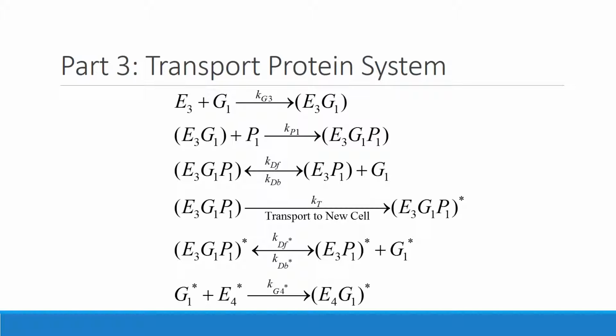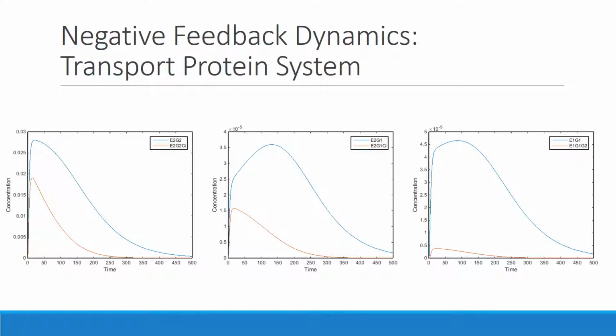Once in the new cell, the glucose can then dissociate from the complex and bind to a new enzyme, E4, which would then begin the process of fermentation. The constants were given arbitrary values that made the system work as efficiently as possible.